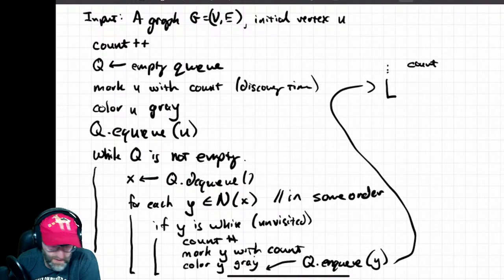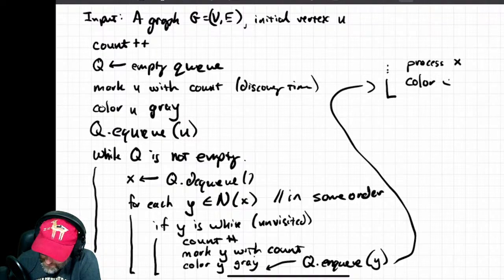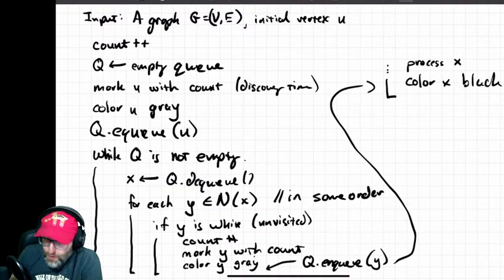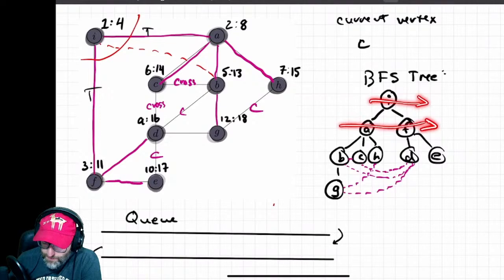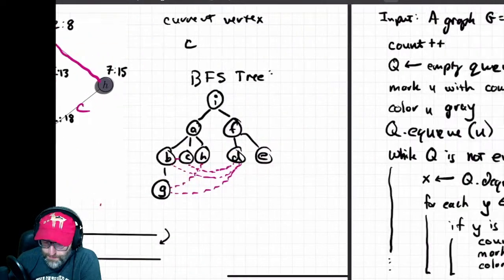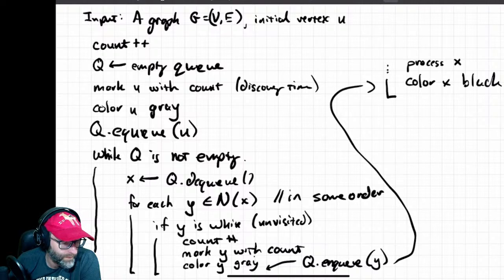Because if I want to do processing, I'm gonna skip this actually, and I will process X and color X black. It's been done. If you really wanted to, of course, you could increment your counter here again and mark X with a processing time if you were keeping track of both of those. But again, it's kind of useless. It's going to give you the exact same processing order, top to bottom, left to right. Right? Both of those are going to be the same.